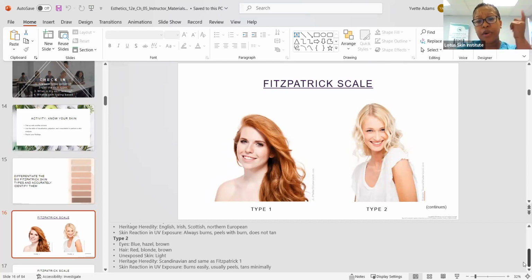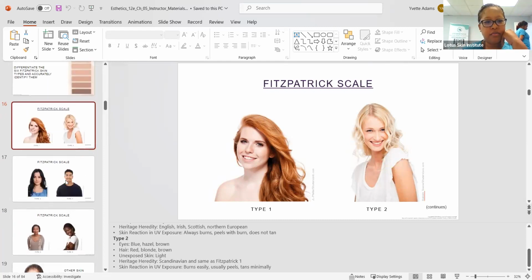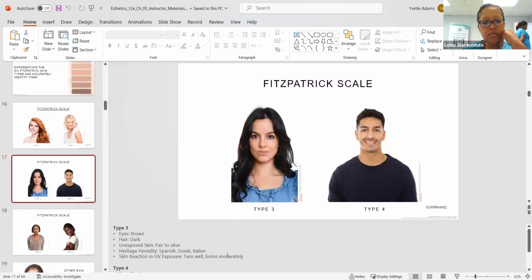This one also burns very, very easily, usually peels when it burns. May tan very minimally, but doesn't tan nicely. Type 2. Type 3 is fair to olive. So this is a type 3 skin type here. That's an olive skin color. So these are Spanish, Greek, darker skin Italians.